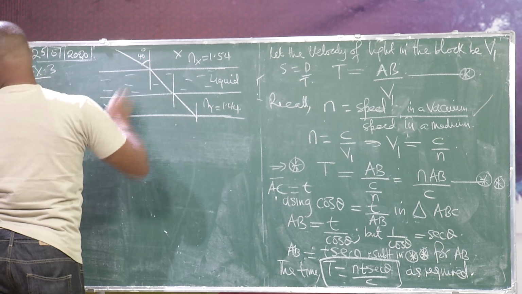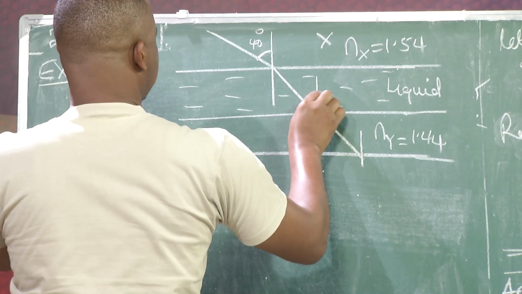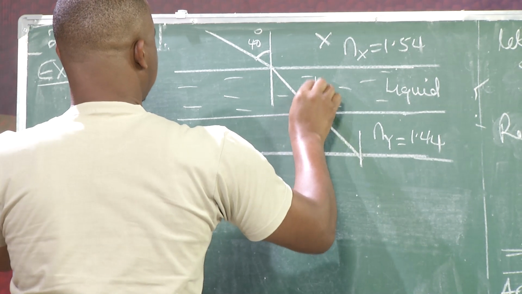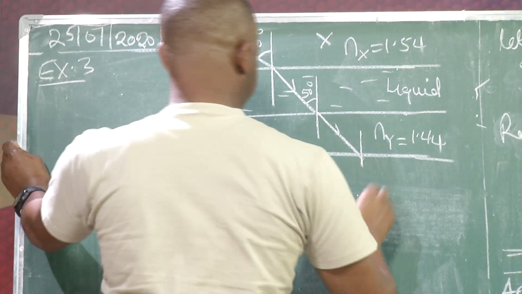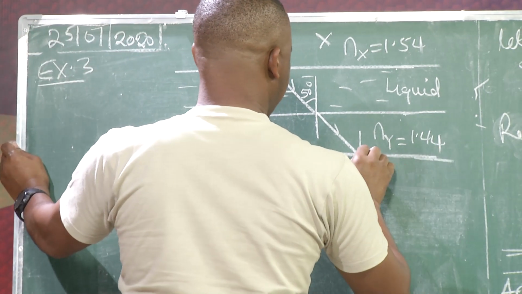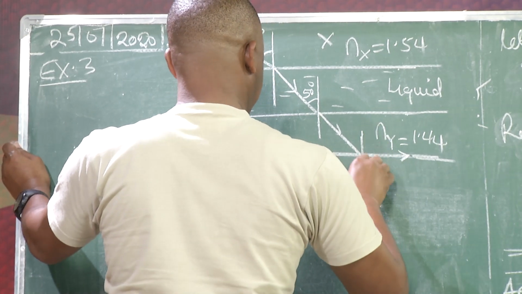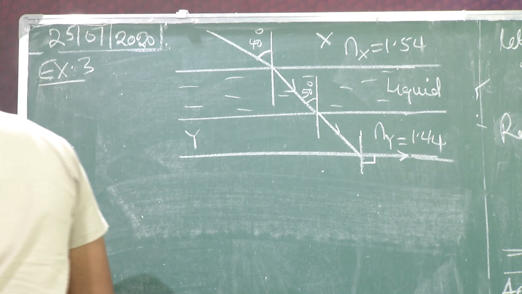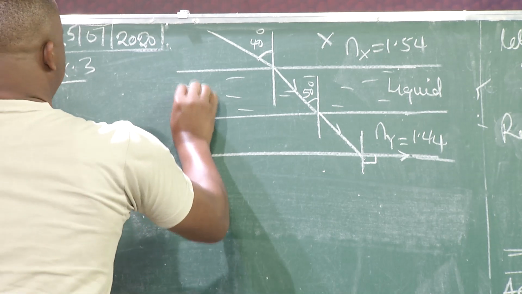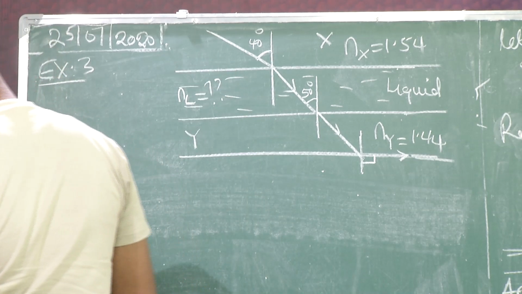We are given these angles from the question, that this is 50 degrees. And here, the light grazes along here, so we have this as 90 degrees. The refractive index of the liquid is among the things that we want.